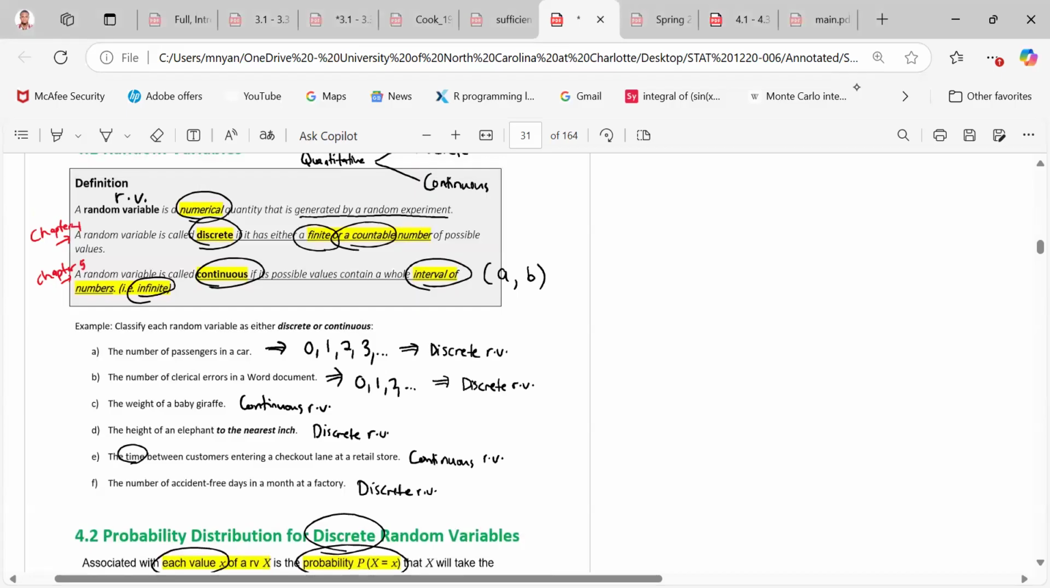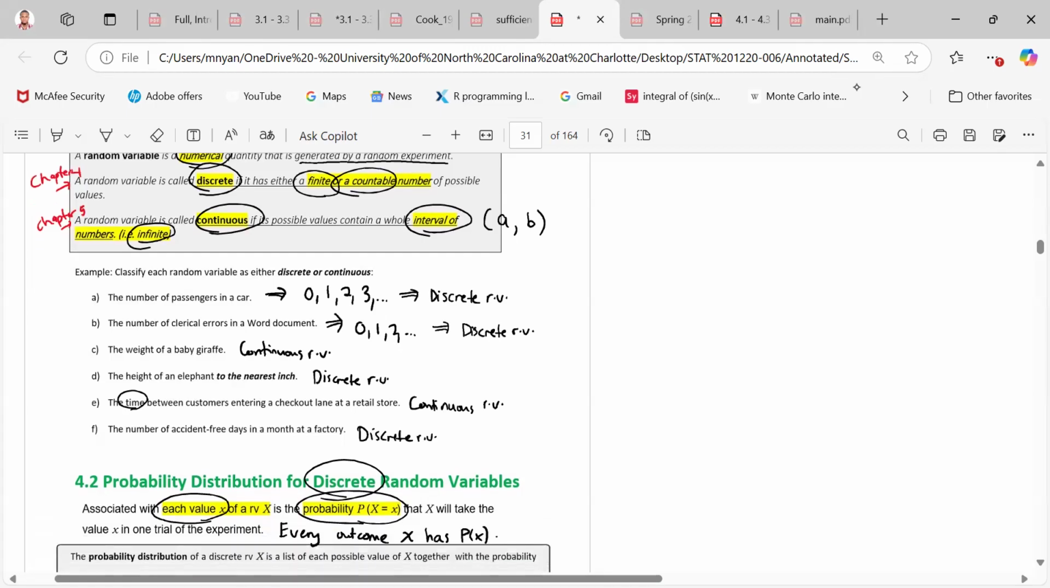There are some examples here for us to determine whether these random variables are discrete or continuous. We have A to be the number of passengers in a car. We know that the number of passengers takes an exact number. It could be 0, 1, 2, or 3. So this is a discrete random variable. We apply the same analogy. The number of clerical errors in a Word document, if you have 0, 1, 2, this is also discrete.